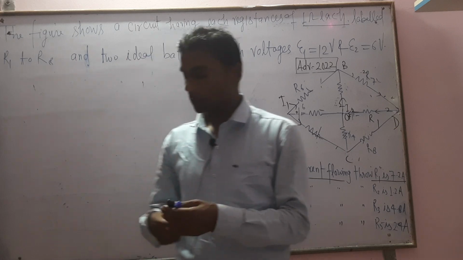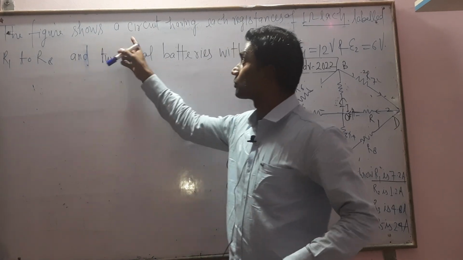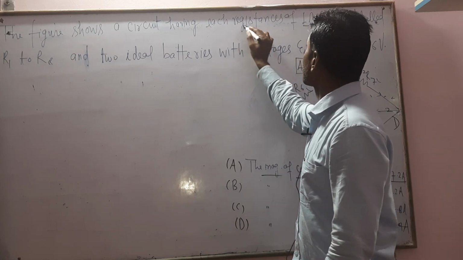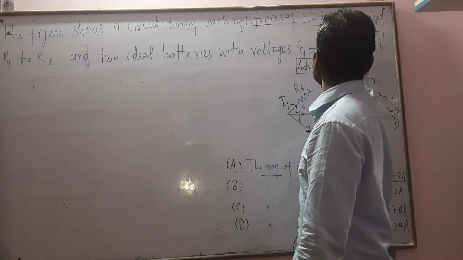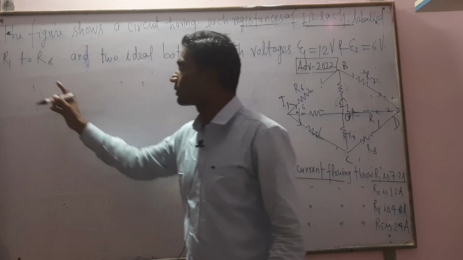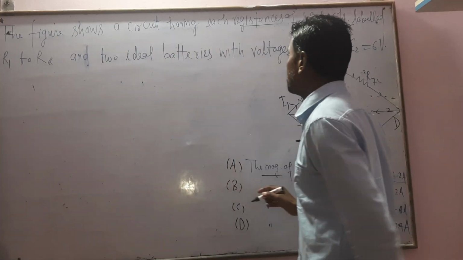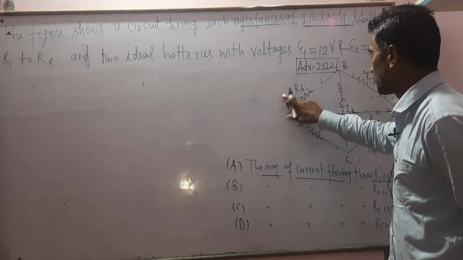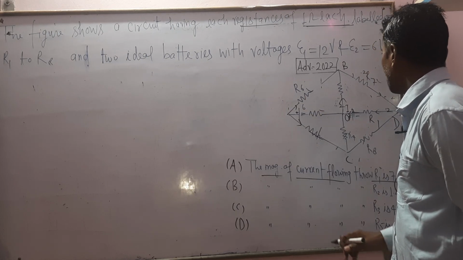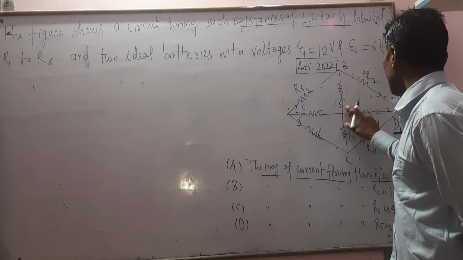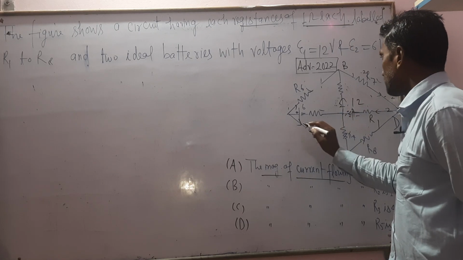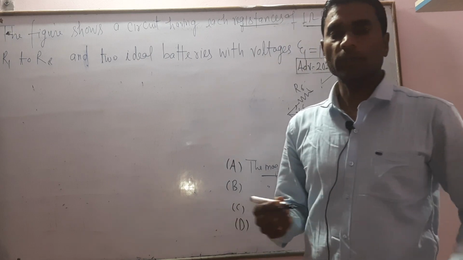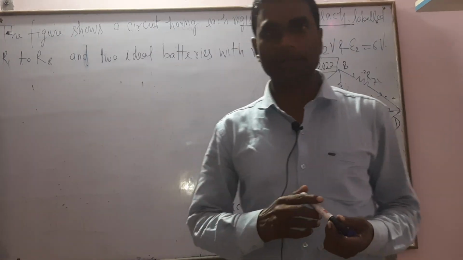Hello everyone. The question is: the figure shows a circuit having each resistor 1 ohm, labeled from R1 to R8. There are 8 resistances as shown in the figure, R1, R2, R3, R4, R5 and so on. This is the 12 volt and this is the 6 volt, and in this configuration two batteries are connected.